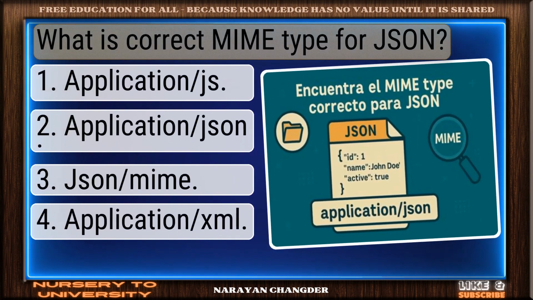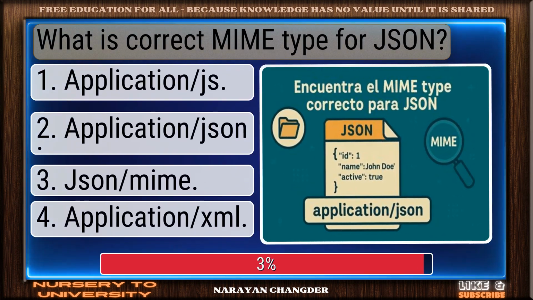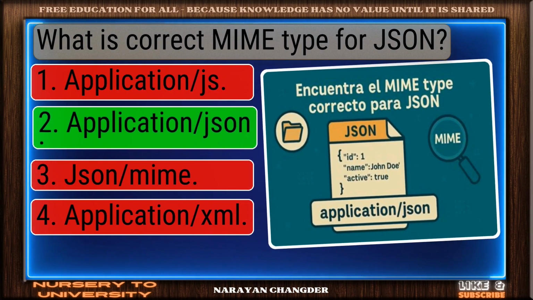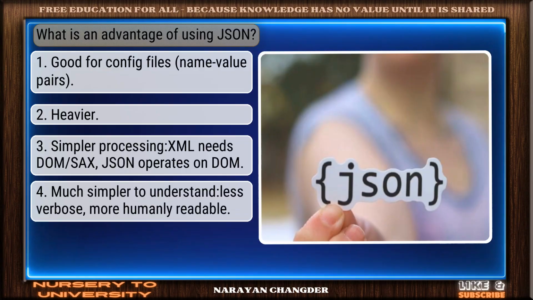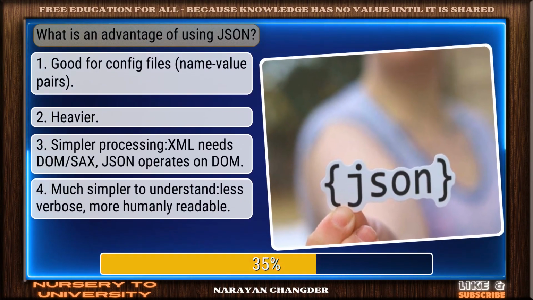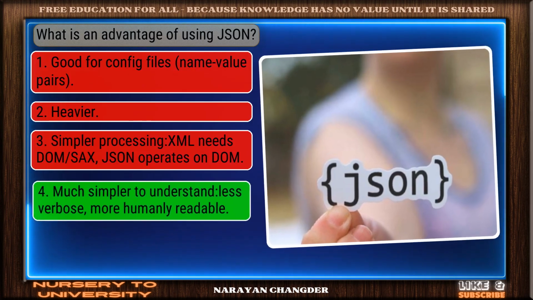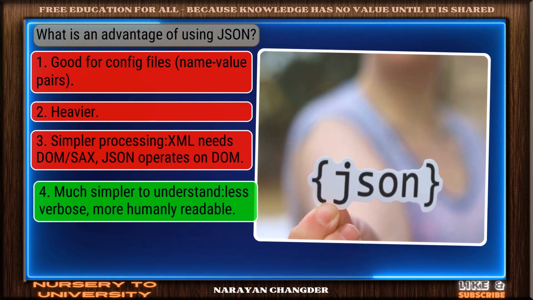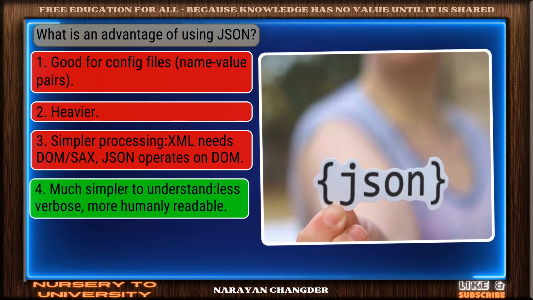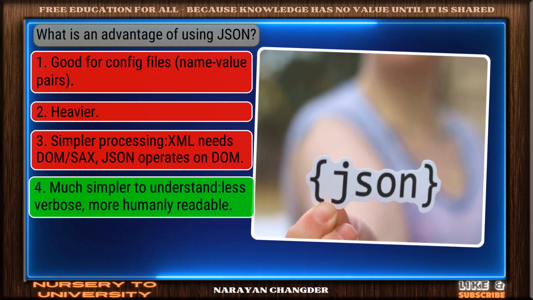Question number 59. What is the correct MIME type for JSON? Great thinking. Application/JSON is the right choice. Question number 60. What is an advantage of using JSON? Well picked. Much simpler to understand. Less verbose, more humanly readable is the correct answer.